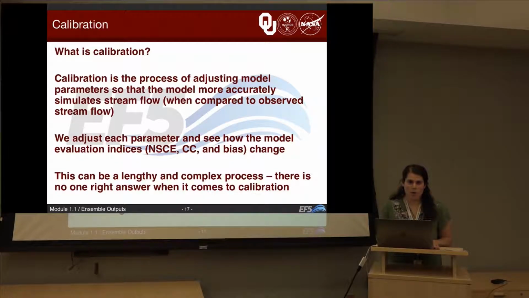So we're going to take a little break from the water balance models, and we're going to talk about calibration. Calibration is the process of adjusting model parameters so that the model can accurately simulate streamflow, and you can compare that to actual streamflow and see how well it correlates. We can adjust each parameter and see how the model evaluation indices change. If you remember from the EF5 foundation training, we talked about Nash, correlation coefficient, and bias. We'll be reviewing these indices just in case you need a refresher. Calibration can be a lengthy and complex process, and there is no one right answer when it comes to calibration.